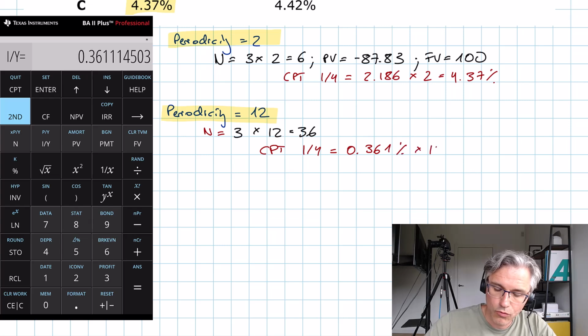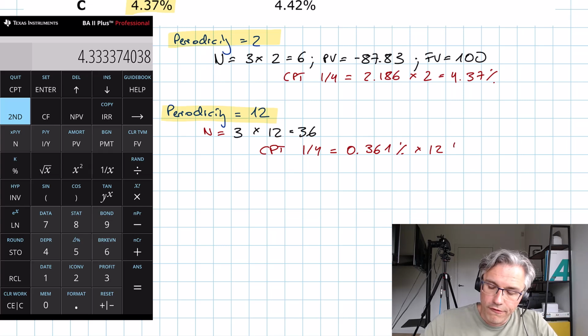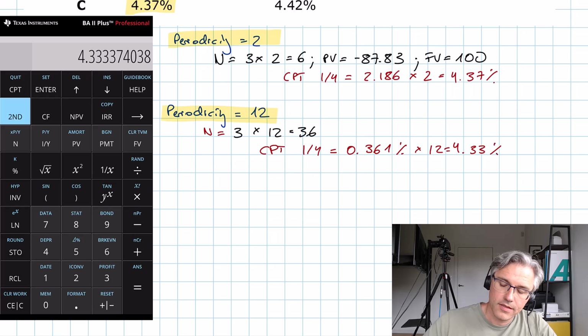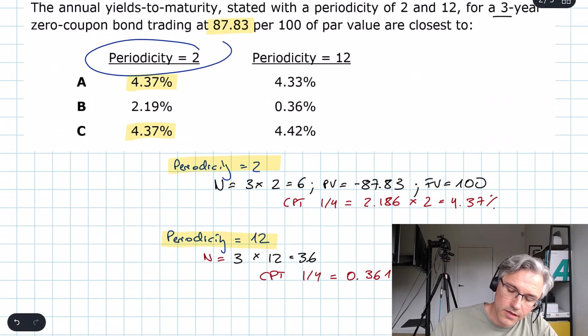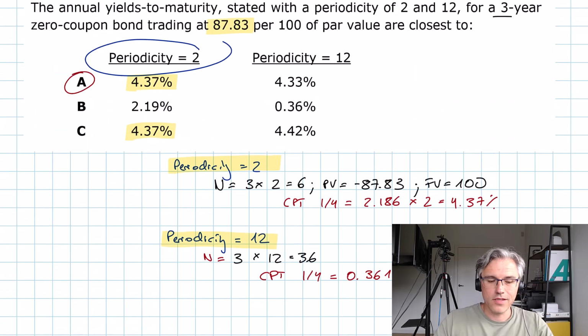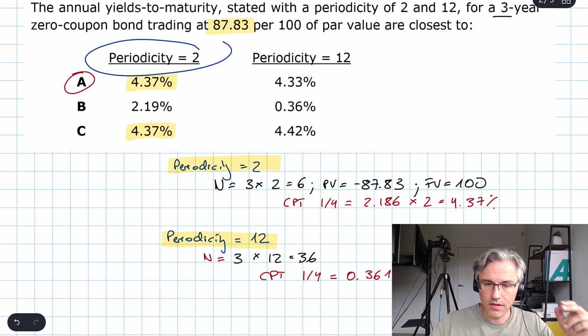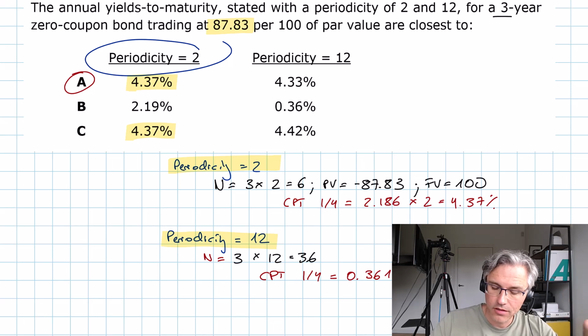0.361% times 12. Okay, 4.33%, and that should be in line. Yes, okay, it's absolutely in line with answer A. Now, how could you have gotten this answer without doing the second computation? Well, because of that relationship.